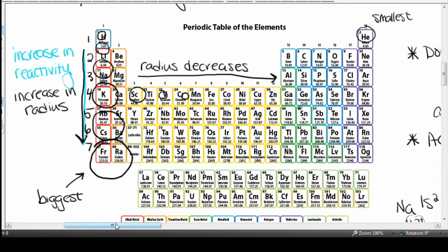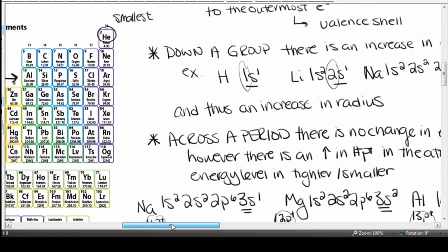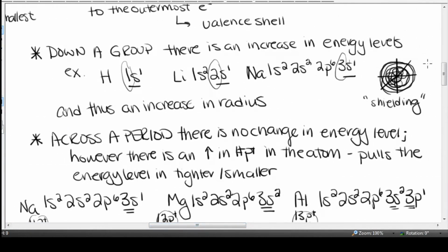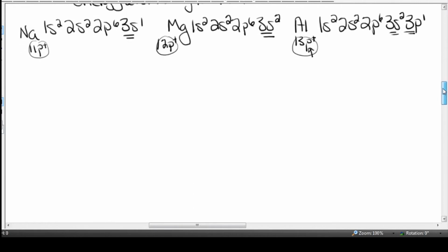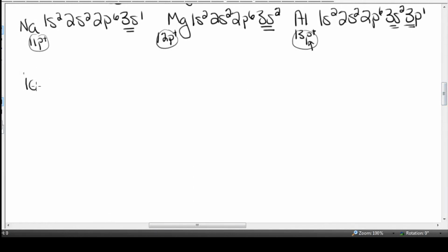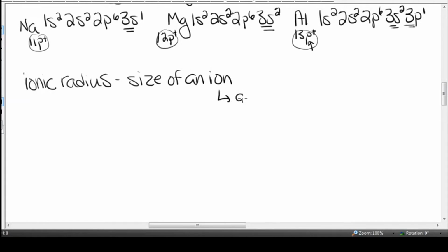Okay, now let's talk about what happens to radius when atoms gain or lose electrons, when they become what we call ions. So our next definition is ionic radius. And this is simply the size of an ion. And remember, an ion is an atom with charge. So what happens to the size of an atom when it gains and loses electrons? That's what we want to look at next.